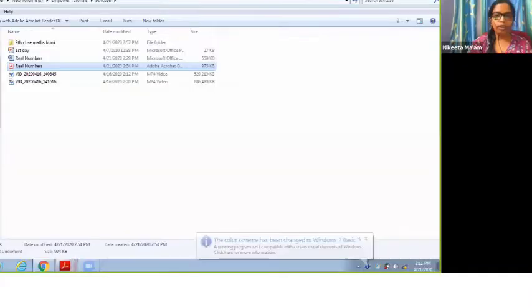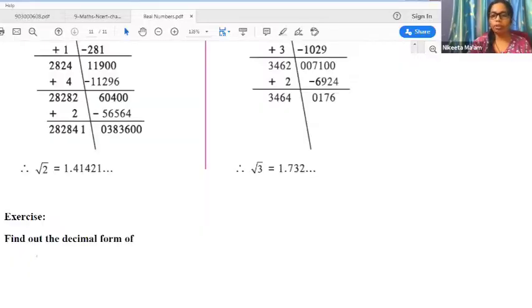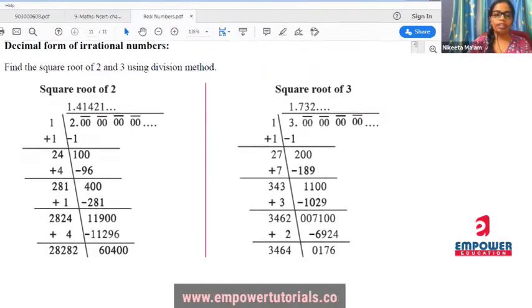So we will see how to find the decimal form of an irrational number using the long division method. It is different from your regular division method. When we have to find the decimal form of a rational number, we just do division. We will use the division method only, but it's a little bit different from our normal division.